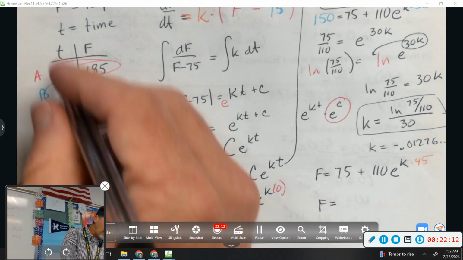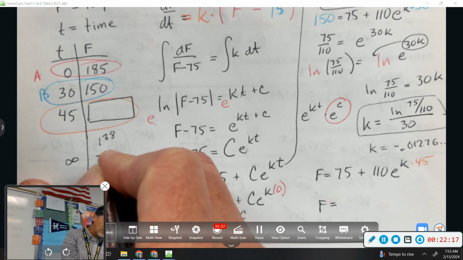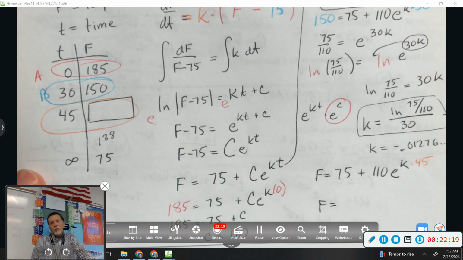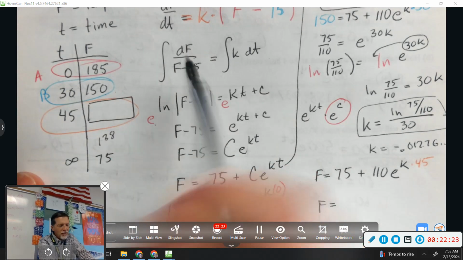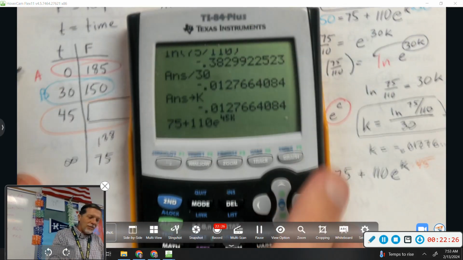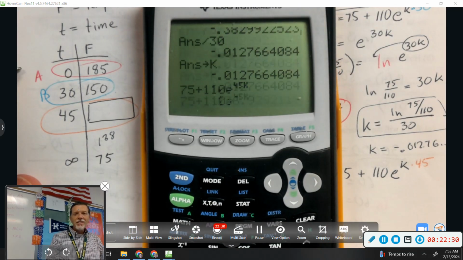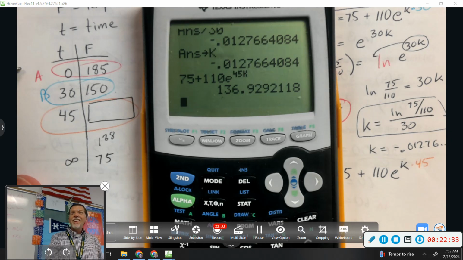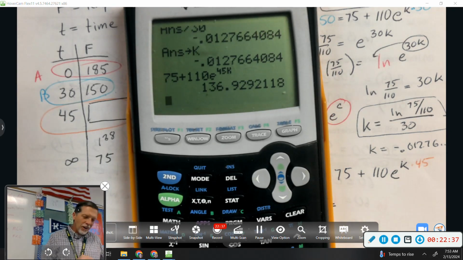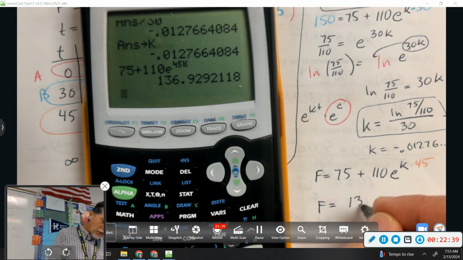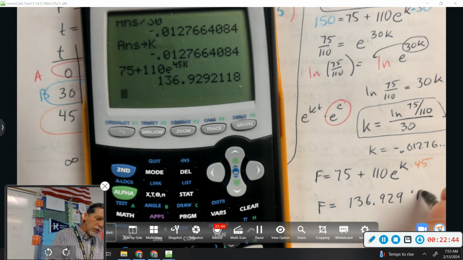In fact, if we let the t go forever, then eventually this thing is going to be at 75. So I know it's got to be between 150 and 75. It's only been 15 minutes from 150, so 138 sounds like a good enough guess for me. We'll find out if Tyler has already typed this in the calculator or if he was legitimately guessing. 137. Yeah, good work. So 136.929, again, three decimals because that's what you're supposed to do.